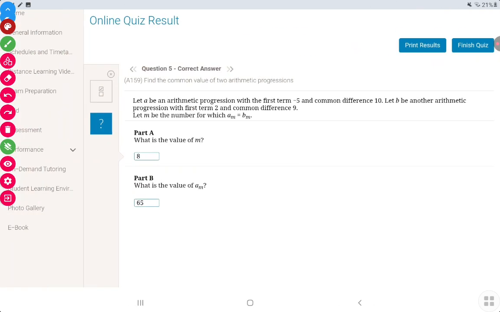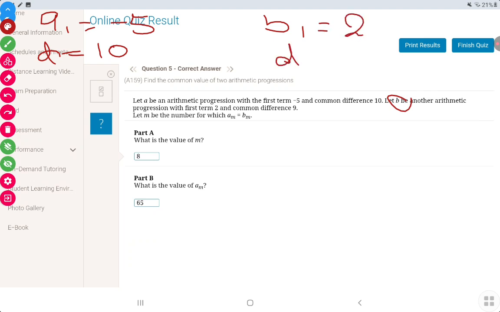Okay, now we have two arithmetic progressions. The first term of the first arithmetic progression is -5, and the difference is 10. This is for the first arithmetic progression, which they called A. And in the second arithmetic progression, which they called B, the first term, which I'm going to call B1, is 2, and the difference is 9.